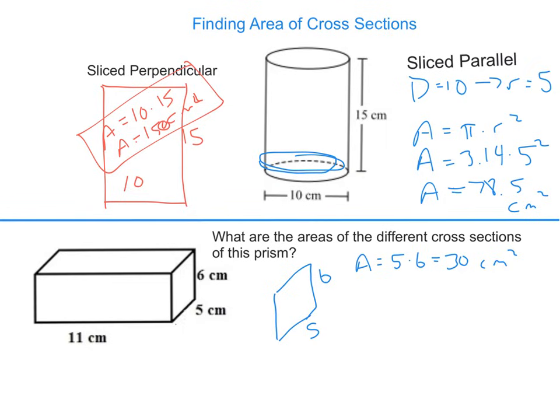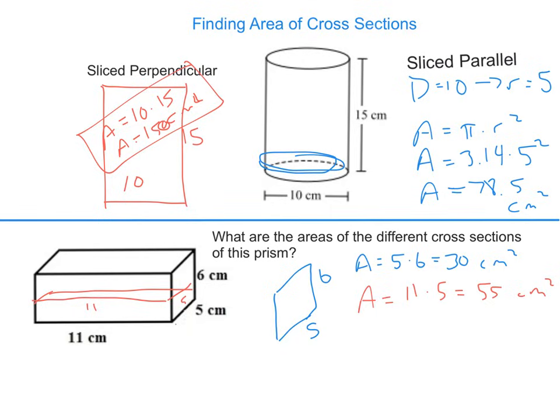Nope, I can't. Okay. The other cut I could do, I could cut parallel to the bottom of the rectangular prism. So I could cut this way. Now that would be 11 here and 5 here. So I have an 11 by 5 rectangle for that. So the area of that cross section will be 11 times 5, or 55 centimeters squared.